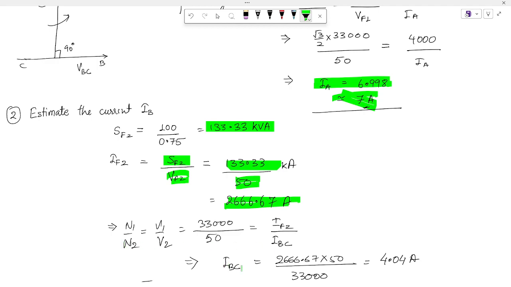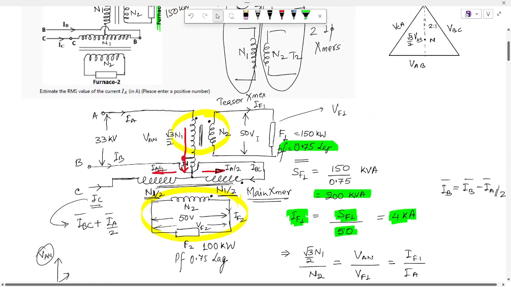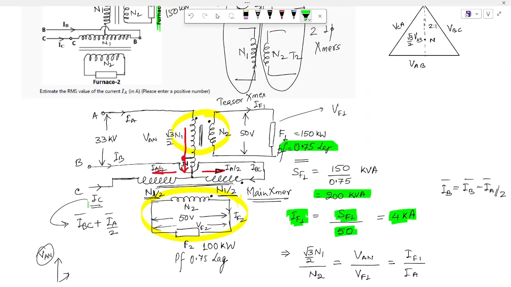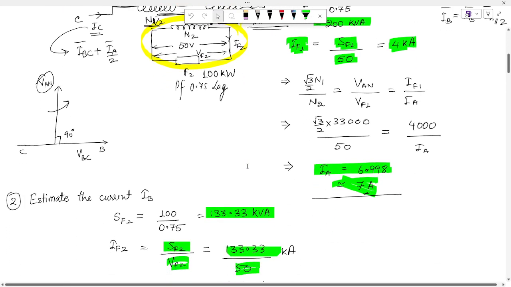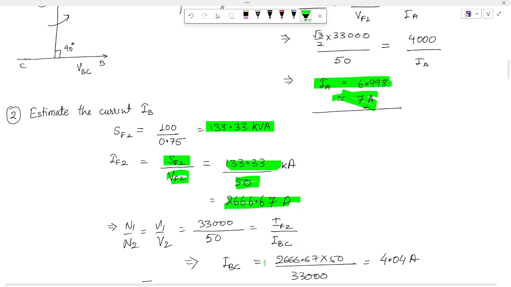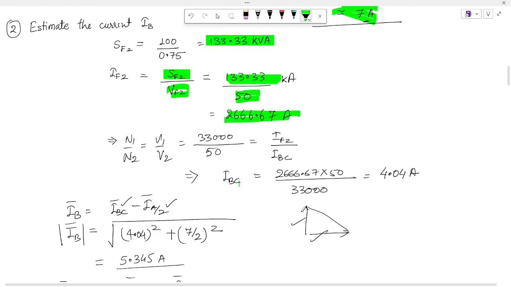So the current entering terminal B and leaving through terminal C, let me call it IBC, that is the total current. So IBC, from the turns ratio formula, comes out to be 4.04.